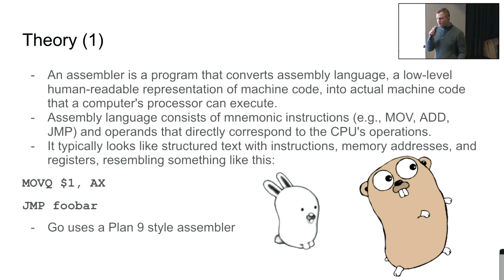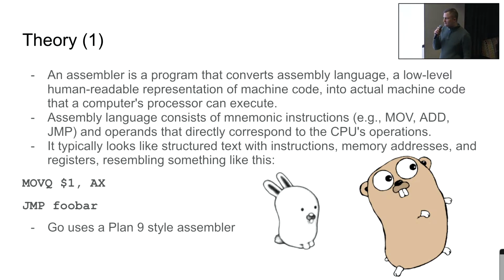Of course, Go, at some point during the compilation, translates the Go code into assembly language, and then the assembler converts that into machine code. So it looks something like this. You just have a bunch of instructions that have mnemonic names. That's a hard word to pronounce. Mnemonic means that the instruction names follow the functionality. So for example, move moves a value from one place to another, add adds one value to another, jump jumps to some label.